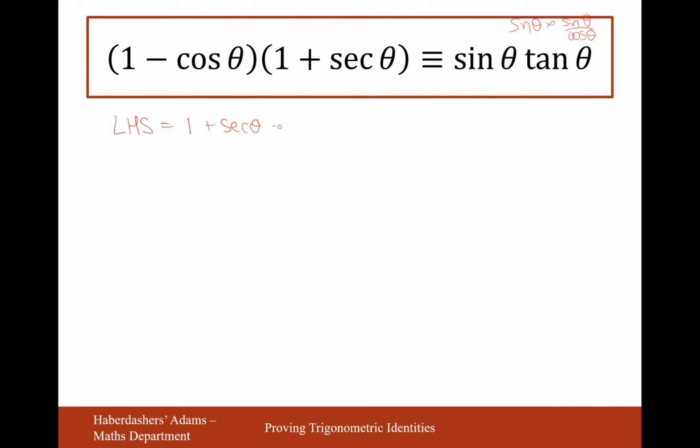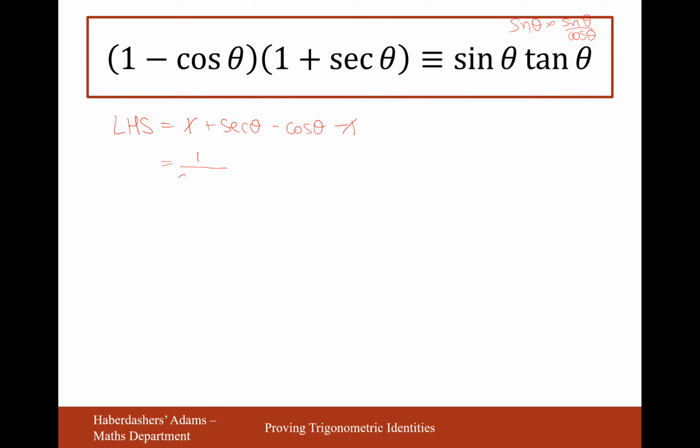And then it's going to be minus cos theta. And then it's going to be now minus cos times sec. They're reciprocals of each other, so they'll cancel each other out. So we'll be left with minus 1. So the 1 and the minus 1 will cancel each other out. So we're now left with sec theta minus cos theta.